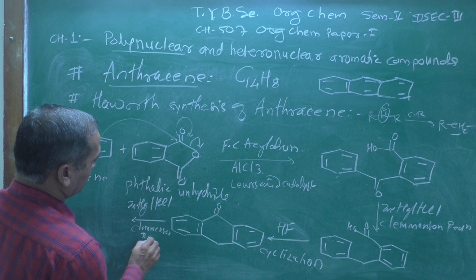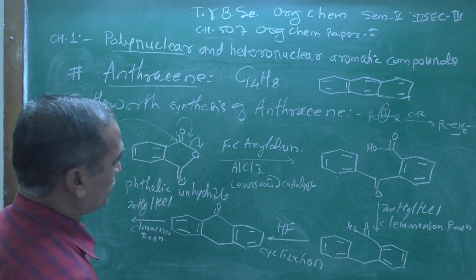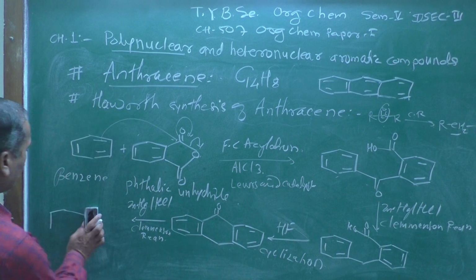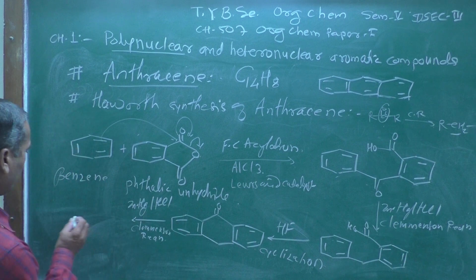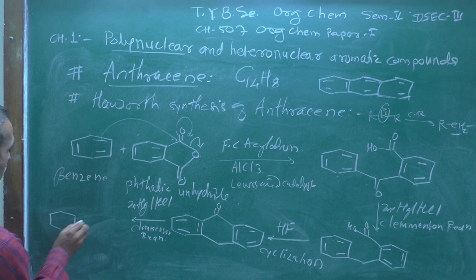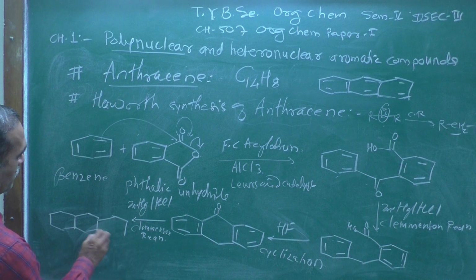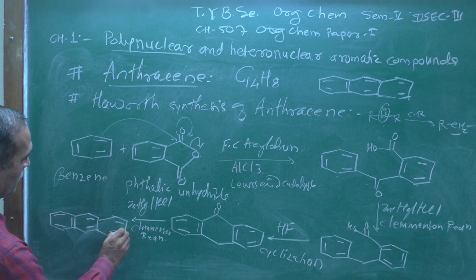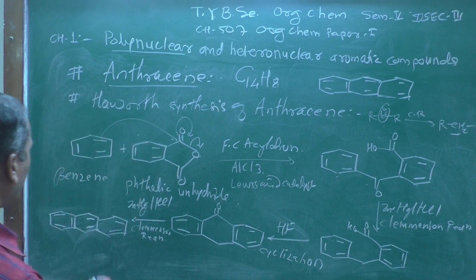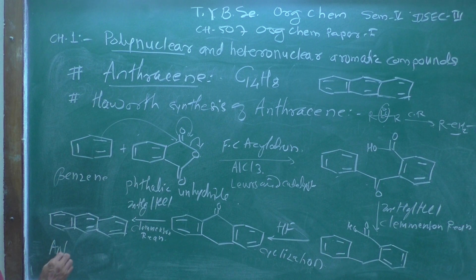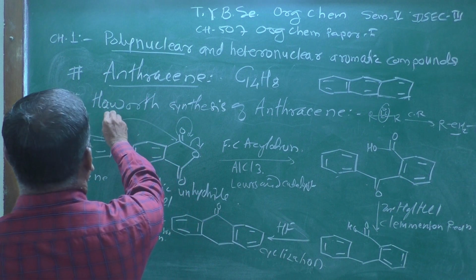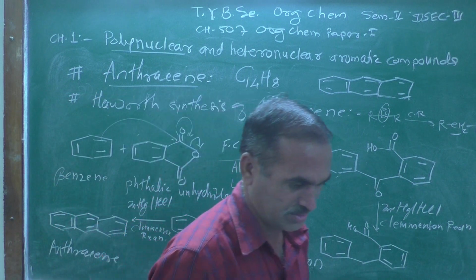Clemmensen reduction. After doing that, what are you going to get? You are going to get your desired product, as we know, and it's very simple. Look at this one. This is nothing but anthracene, and this synthesis is known as the Haworth synthesis of anthracene.